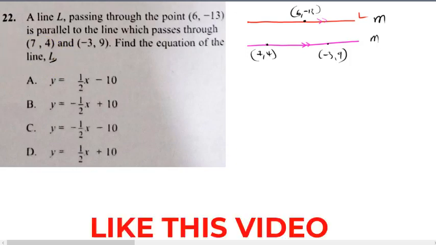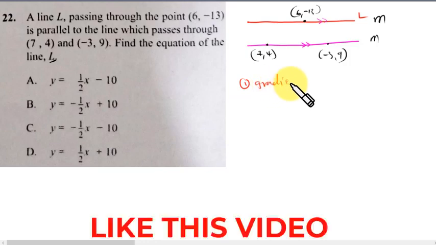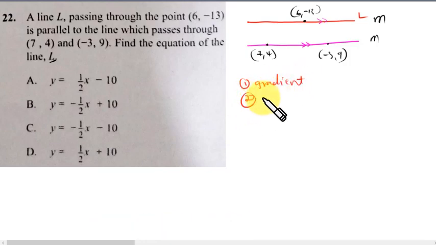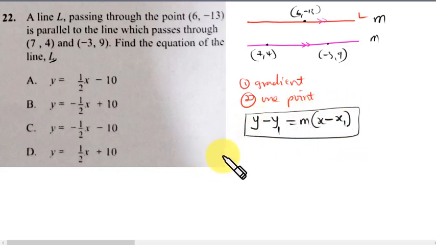Now, to find the equation of a line, we need, one, the gradient of the line, and two, we need at least 1 point on the line. So we need a single point on the line. If we can get these two, we can use a simple formula to find the equation of a line, that is y minus the y-coordinate of the point equals the gradient, which multiplies x minus the x-coordinate of the point. All right, so we can use this to find the equation of the line.